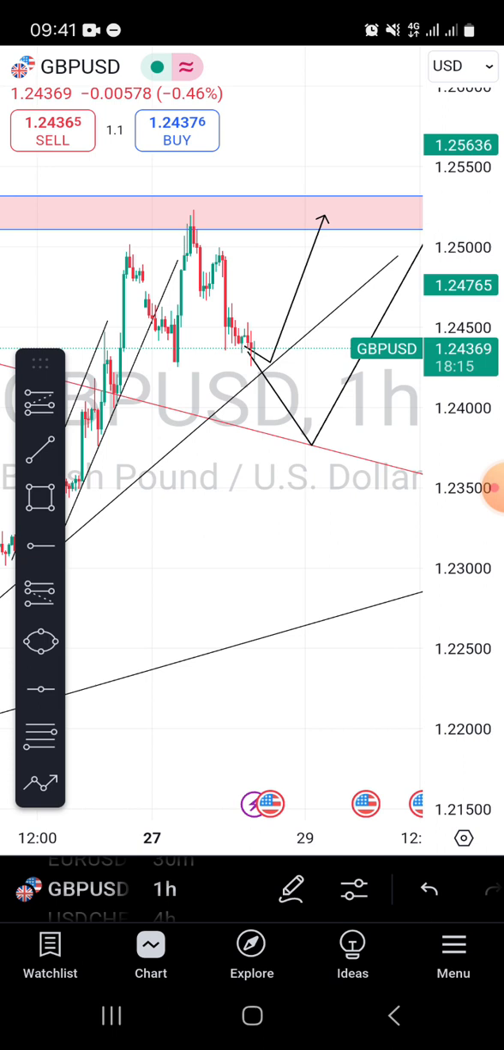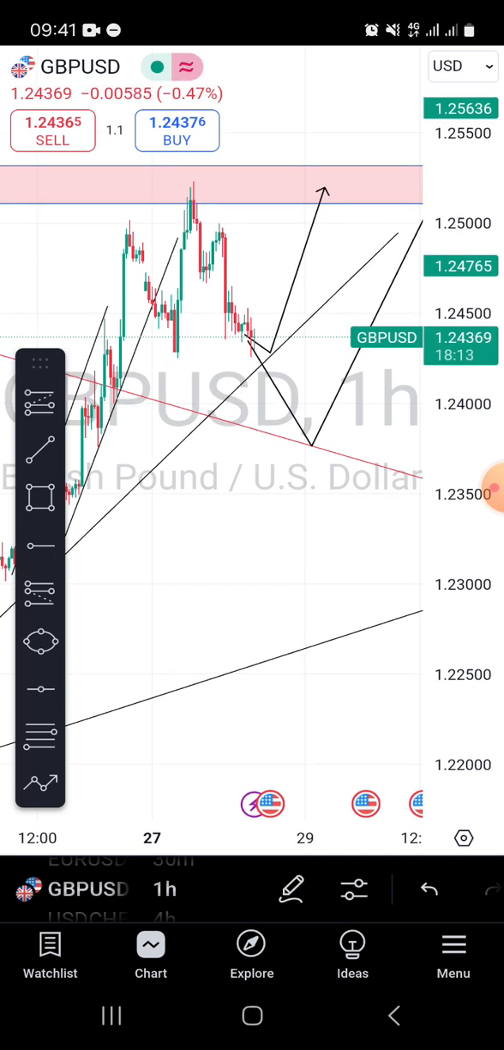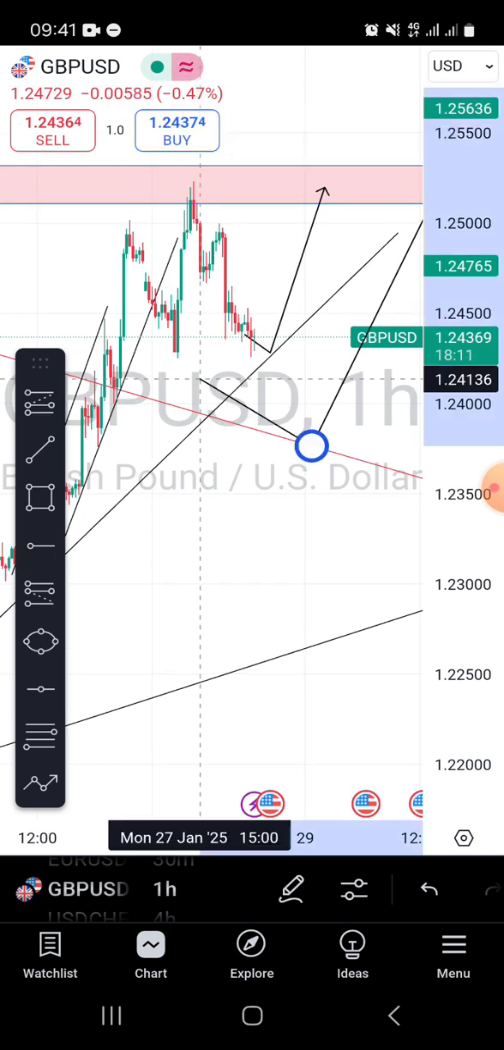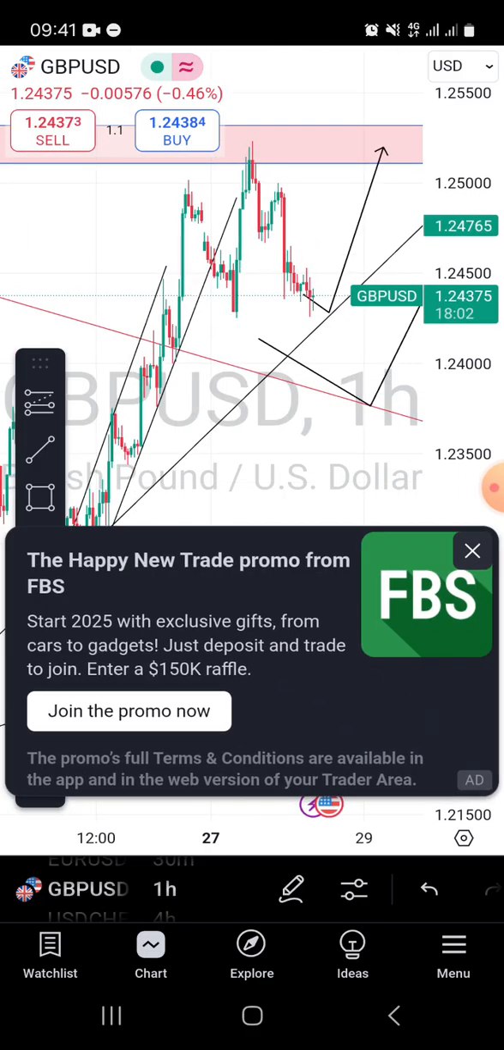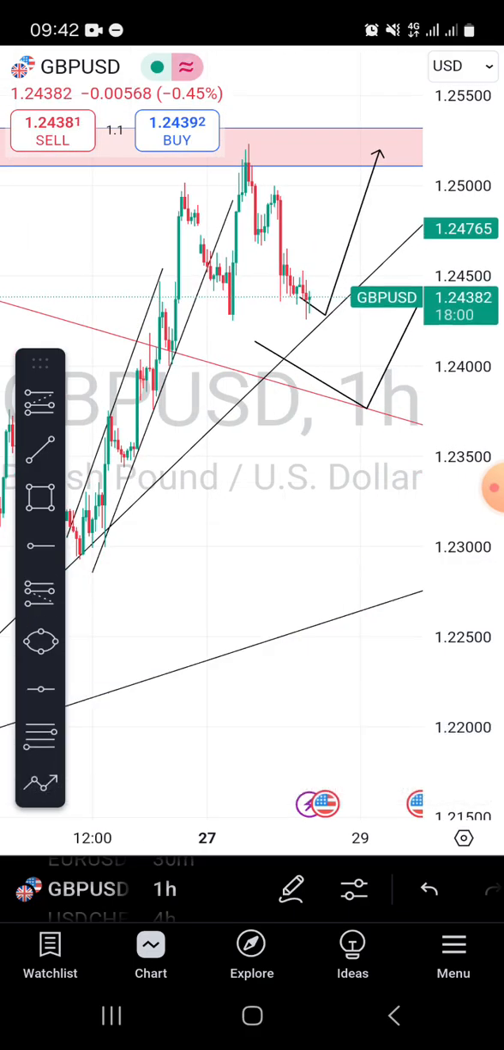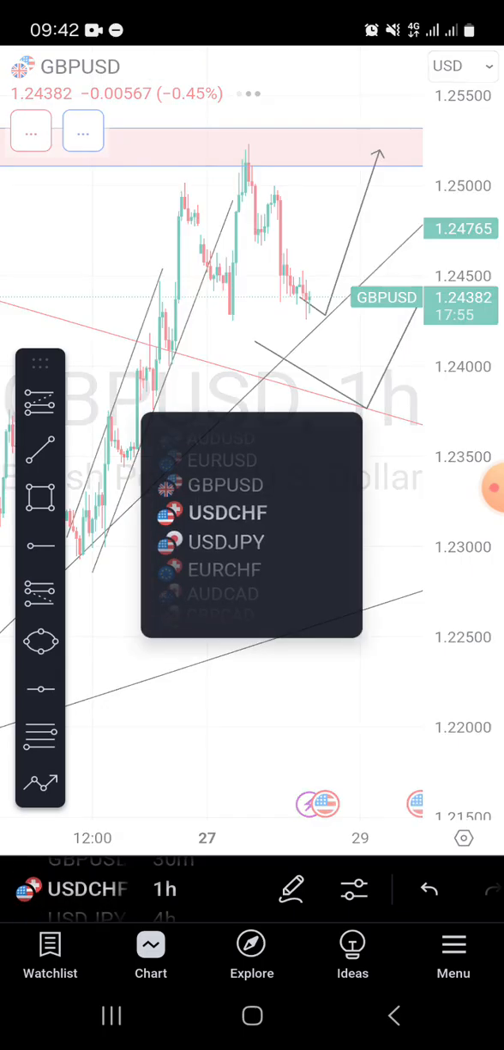So it's just about patience and confirmation for entry. My confirmation for entry is a clear rejection candle, H1, H4 rejection candle, on these POIs, on this point of interest. So quickly let me move to the next one, which is USDCHF.